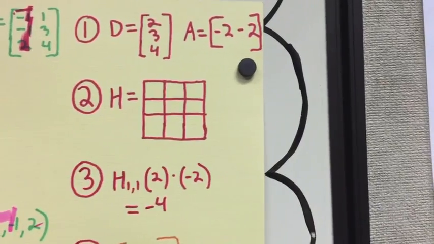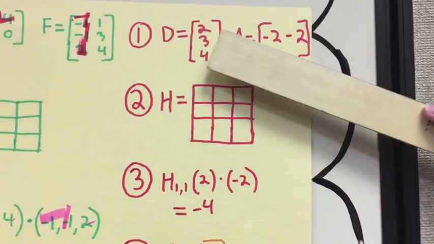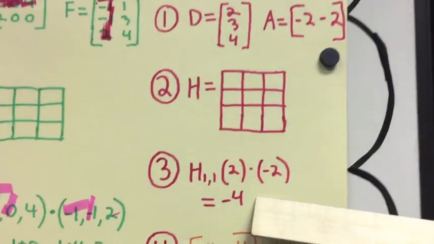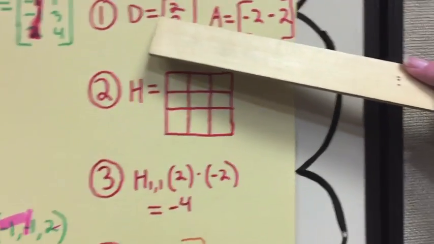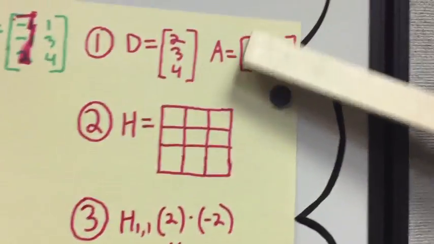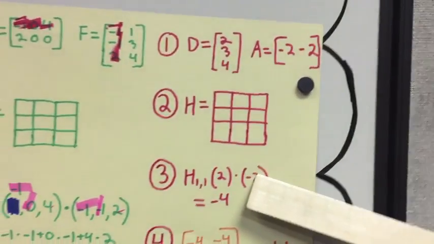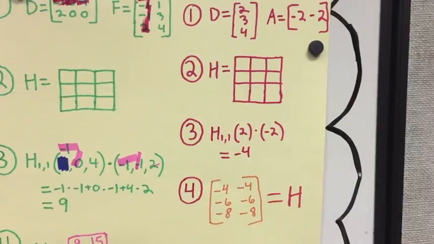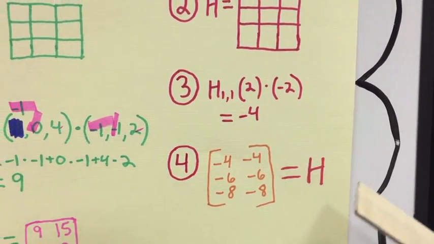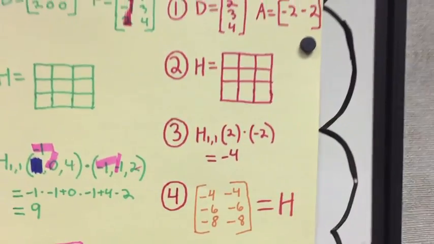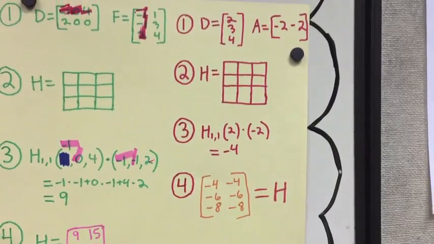Okay, moving on to our second problem, D and A, we're going to let DA equal H. Moving down here, we're going to have H11. H11 would be the row here, and the other one would be the column down here. So we would have 2 times -2 equals -4. Now that we found H11, we need to find the remaining 5 numbers in the matrix. So we will have to find H12, H21, H22, H31, and H32.